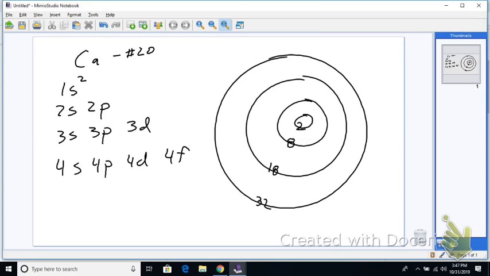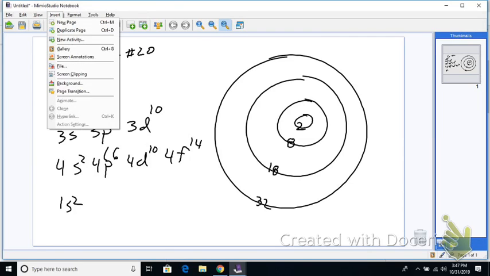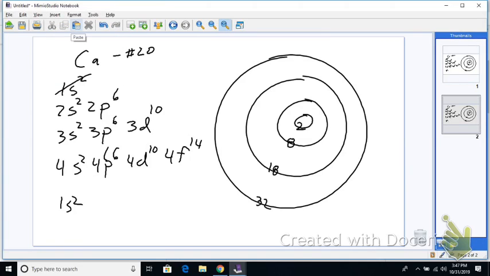So S's can hold 2, of course. They're maxed out. P's can hold 6. The D's can hold 10. And the F's can hold 14. So when we do calcium, number 20, we've got the 1s2. Okay, and there we've got 2s2.